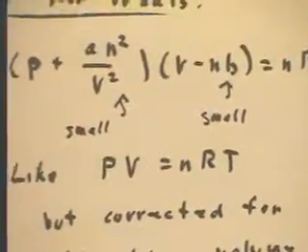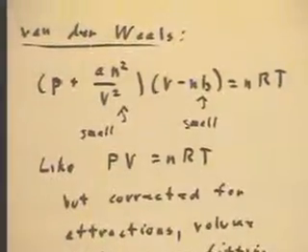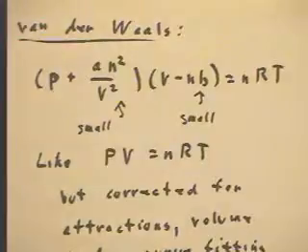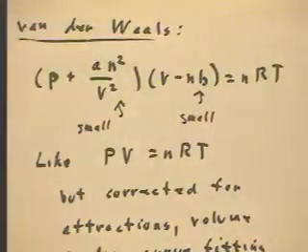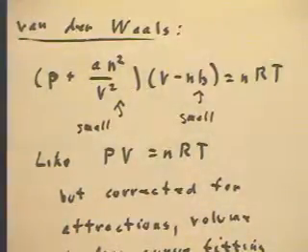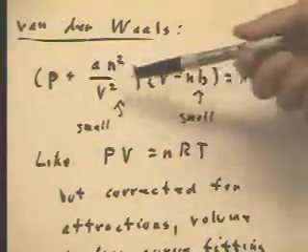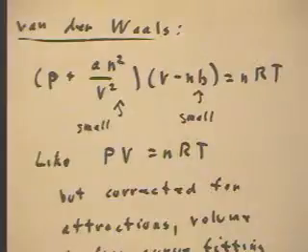However, we can correct for it because a couple of things the derivation of PV equals nRT left out is the fact that some of the particles in a gas might be attracted to each other. That's going to have an effect on energies and momenta and all kinds of things, and that's going to have an effect on the relationships between pressure and volume and temperature.